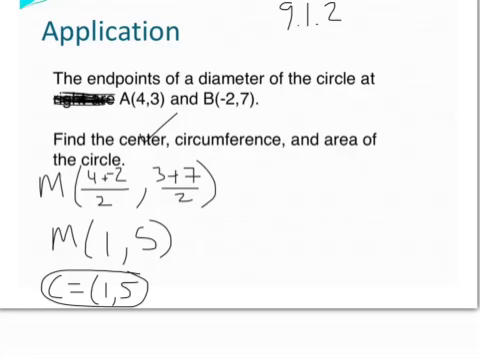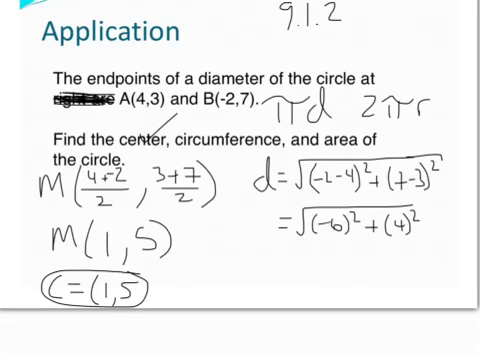Now circumference. Remember, there's two ways of finding circumference: pi times diameter or 2 pi r. Why don't we do pi times diameter? So let's find the distance between A and B. Well, we know that negative 6 squared is 36, and we know that 4 squared is 16. So I end up with, well, 36 plus 16 gives me 52.